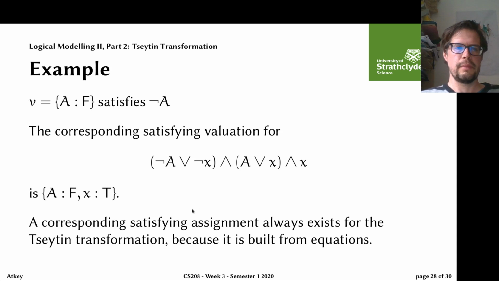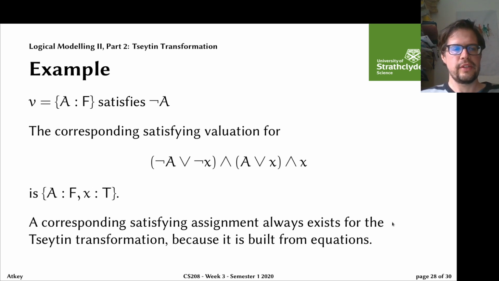So for our little example, we just have this valuation satisfies not A, but this isn't enough for the transformed one, because it doesn't mention x. So the corresponding satisfying valuation for the transformed one is the one where x is true. So A has to be false and x has to be true.